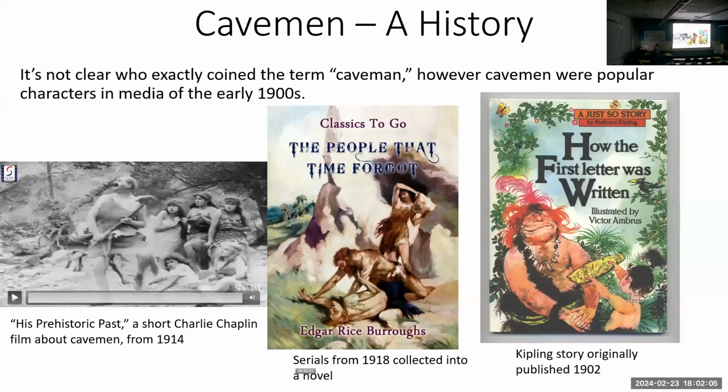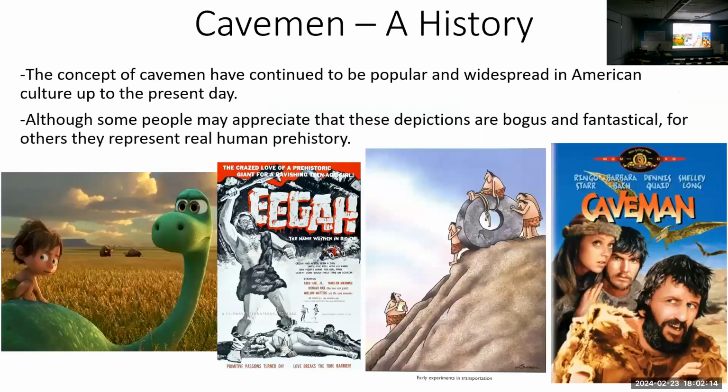See, you can see a lot of similarities there with how cavemen are portrayed now, but I thought that was kind of fun. You can go to the next slide. So the concept of caveman has continued to be a popular and widespread archetype in American culture up to the present day. There are a lot of movies about cavemen, comics, The Far Side has a lot of caveman characters. I think a lot of people who are pretty educated about prehistory might realize that this depiction is bogus, fictional and exaggerated. But for a lot of people, this is actually what they think human prehistory was like, which is kind of alarming, but I think it's true.